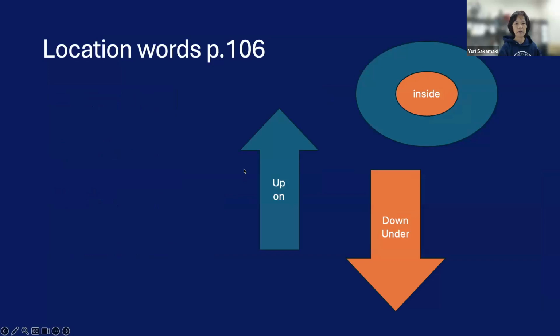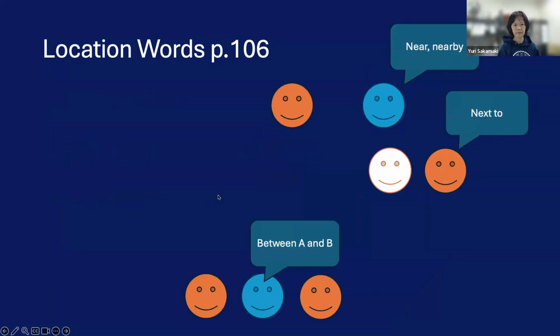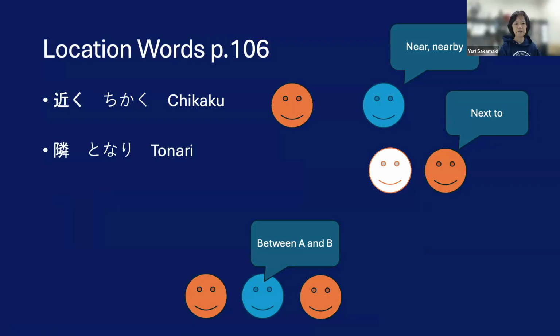Moreover, we learned the word inside, 中. Also, we learned how to say on top of something or above something, 上. If something is underneath or under something, 下. Also, if something is not too close, but kind of nearby, then 近く. 近く is a word. If it's right next to it, 隣.